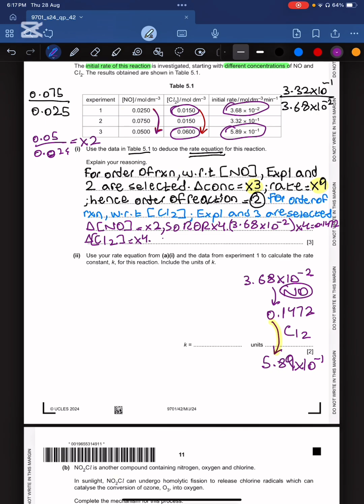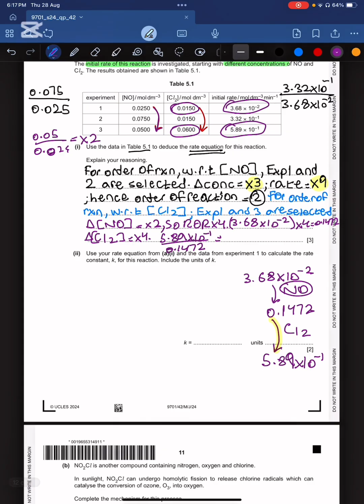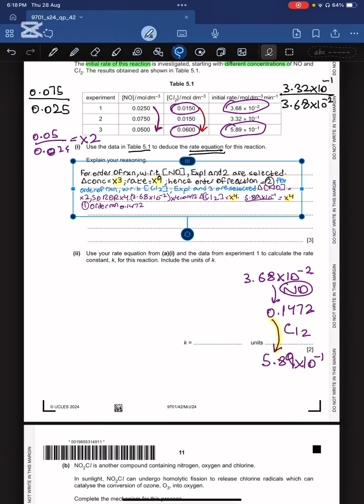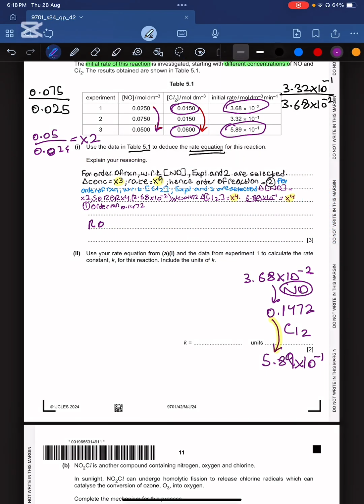Now, next, the change in the concentration of Cl2 is 4 times. And now, when I go from 5.89 times 10 power minus 1 divided by 0.1472, it becomes 4.00, which is approximately 4 times. You see here, times 4 times 4. What does that mean? It means first order reaction with respect to the concentration of chlorine. Now we know the individual orders of reaction, and now we can find the overall order of reaction, or not even the overall order of reaction, the rate equation.